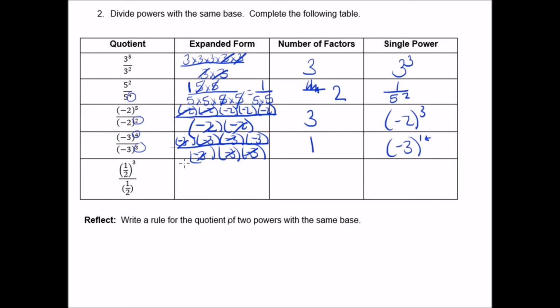Okay, now 1/2 to the 3 on the top. So let's write 1/2 3 times. And let's just write 1/2 once on the bottom. So we cancel these out. We have 2 left. It's 1/2 squared.